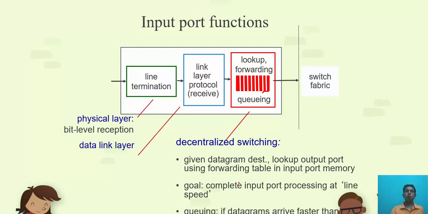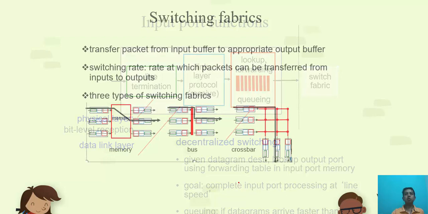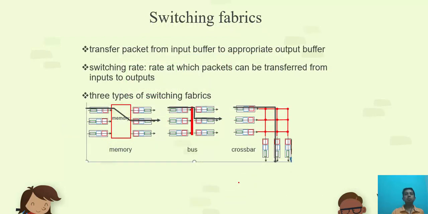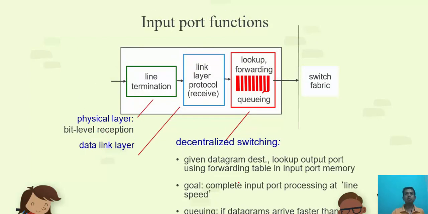Then, once a packet's output port has been determined via the lookup, the packet can be sent to the switching fabric through which it will be transferred to the appropriate outbound interface. A packet may be temporarily blocked from entering the switching fabric if packets from other input ports are currently using the fabric. A blocked packet will be queued at the input port and then scheduled to cross the fabric at a later point in time.